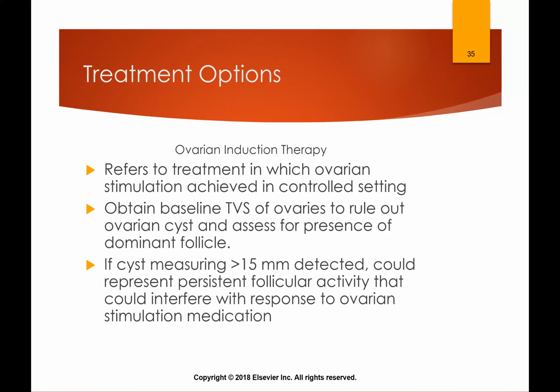So you would, at first, obtain a baseline transvaginal of the ovaries to rule out an ovarian cyst and assess for a presence of dominant follicle. If a cyst measuring greater than 15 millimeters is detected, it could represent persistent follicular activity that could interfere with response to the ovarian stimulation medication. So they will want to make sure that there's no cyst.